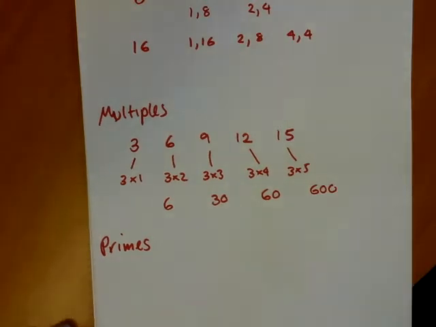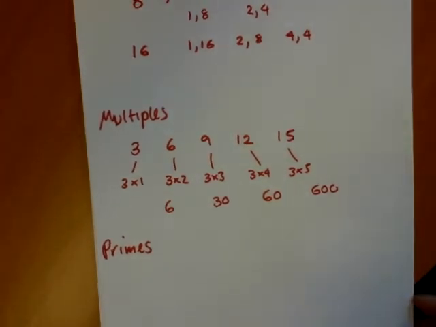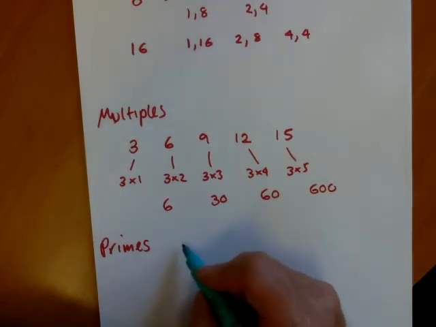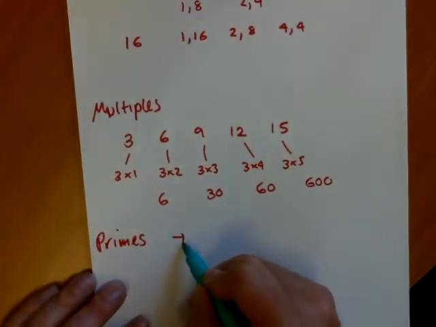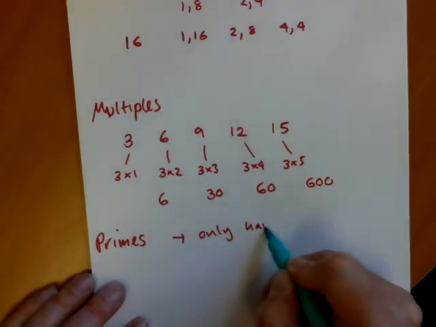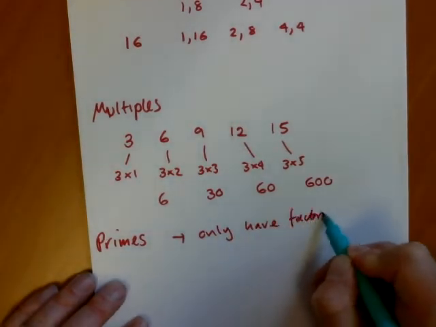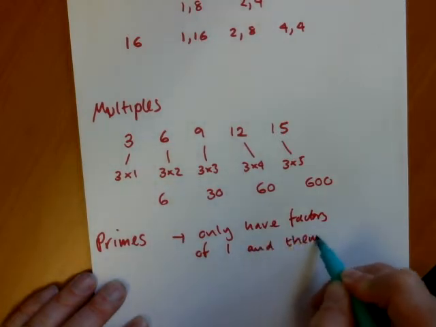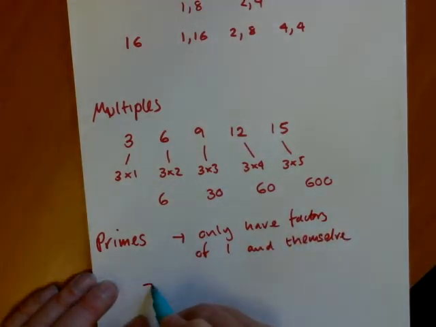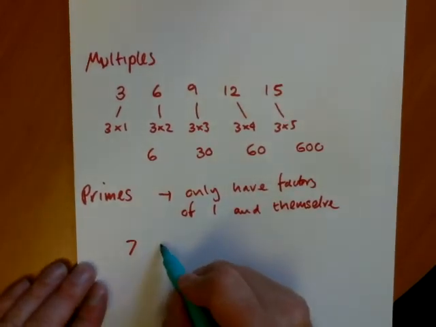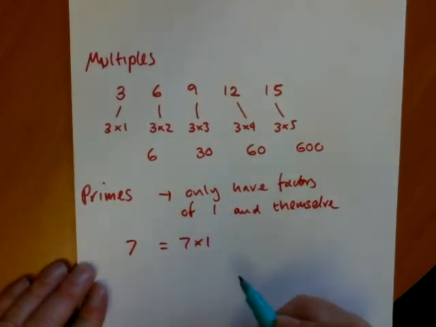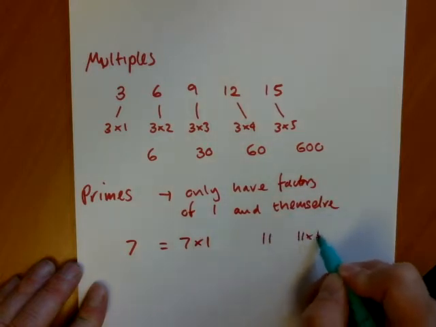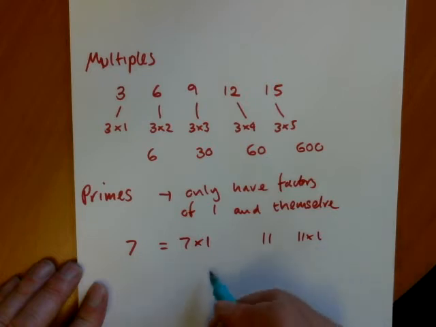Now, prime numbers are interesting, because prime numbers are neither multiples. And they can be factors, you can have prime factors, but prime numbers only have factors of 1 and themselves. Okay, so I'll show you what I mean by that. So let's have a look at 7. Well, we can only make 7 up by doing 7 times 1. There's no other way we can make the number 7. 11: 11 times 1. Nothing else. There's no other factors that go into 11.